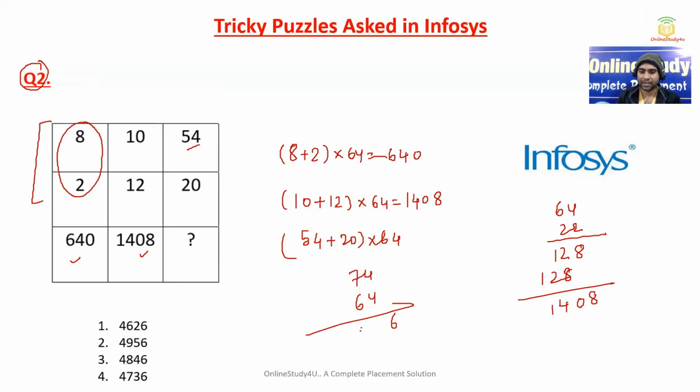4 4s are 16, and 28 plus 1 will be 29. 6 4s are 24, and 42 plus 2 will be 44. So 6, 9, 4, 13, and 6, 1, 7, 4, 4, 7, 3, 6. So option 4 will become the correct answer here.